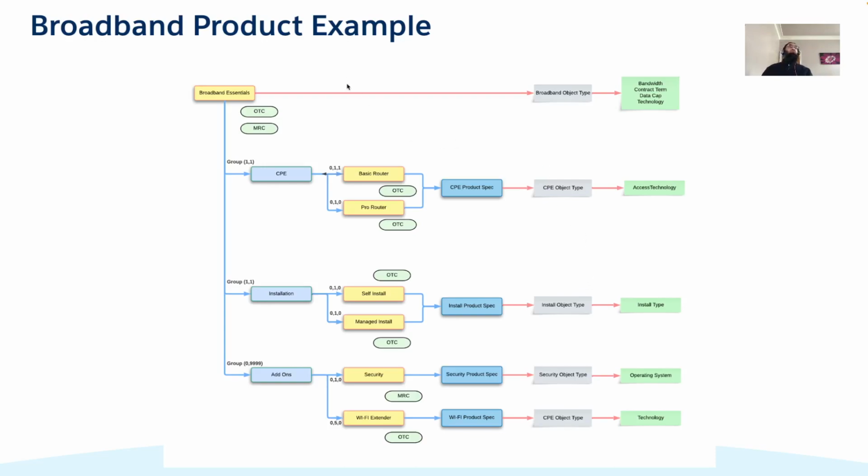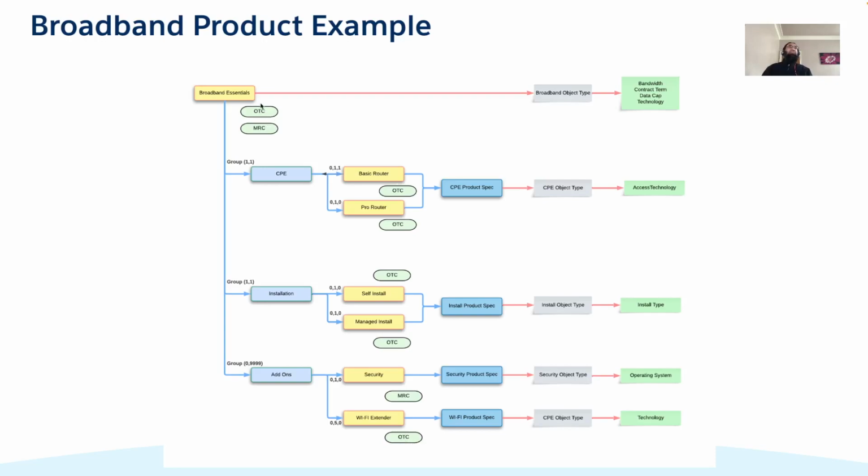And let's take the broadband product example. As previously we discussed, the broadband essentials can have a one-time charge associated with it. It can have a monthly recurring charge. The CPE devices can have one-time charges associated with them. The installation options can have a one-time charge associated with them. In this example, if you buy a security add-on, you have a monthly recurring charge. If you buy a Wi-Fi extender, you have a one-time charge as well.